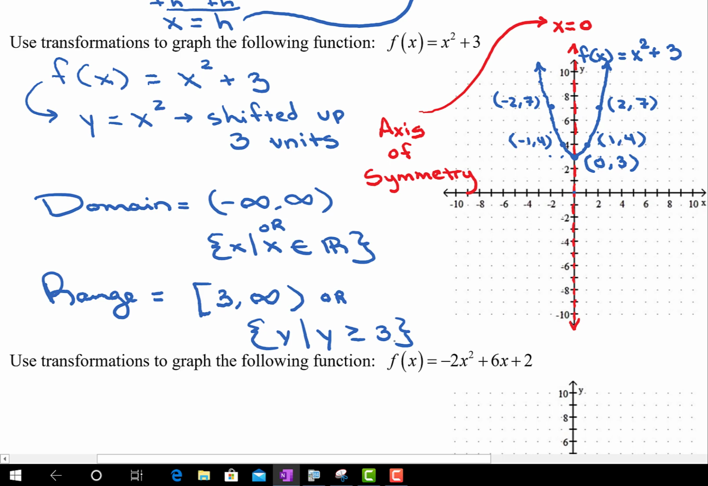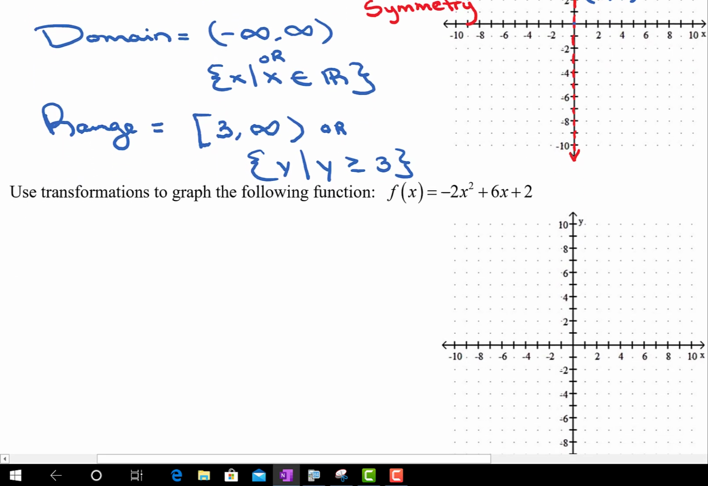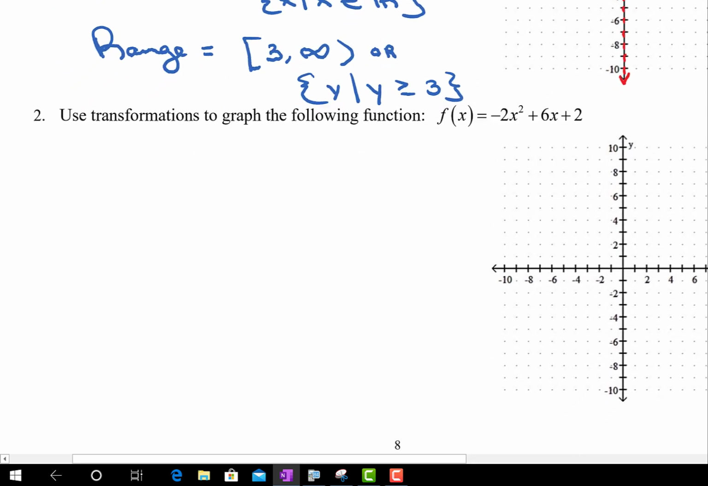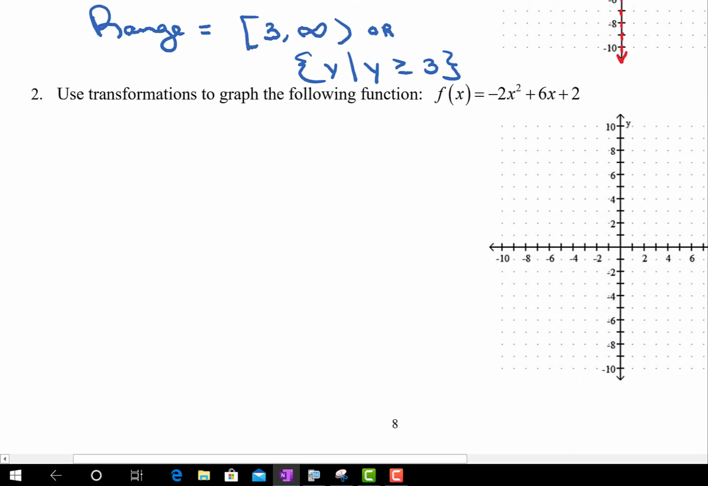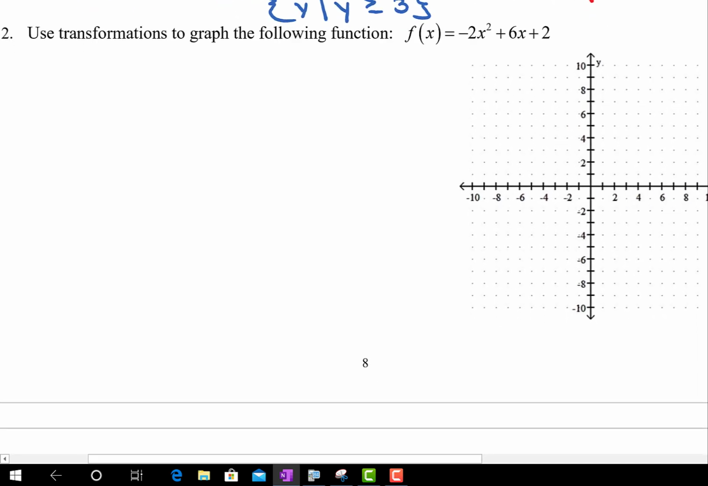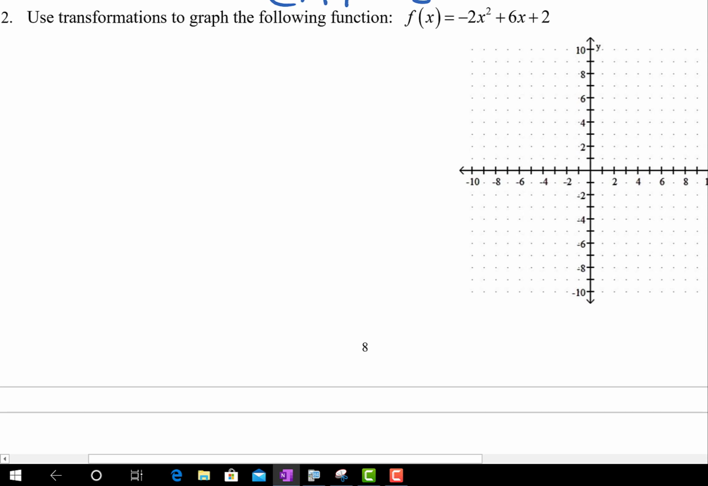All right, so I think that pretty much covers everything for that first problem. Let's go to the next problem. Number 2, use transformations to graph the following function. f of x is equal to negative 2x squared plus 6x plus 2. In order to use transformations to graph this, we're going to have to complete the square.